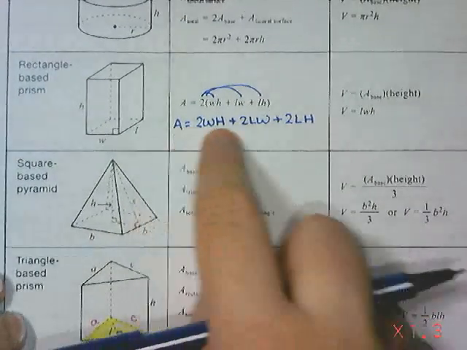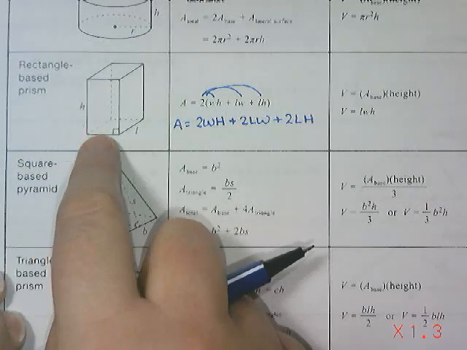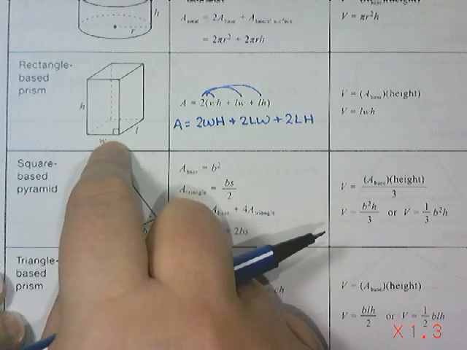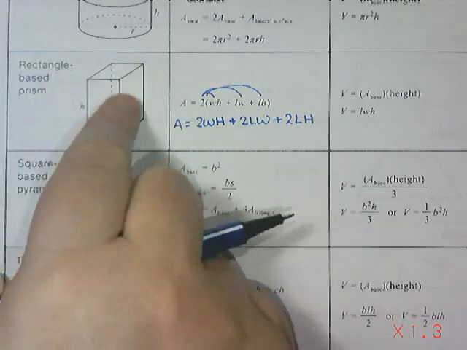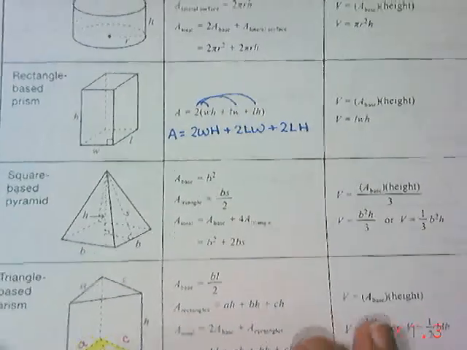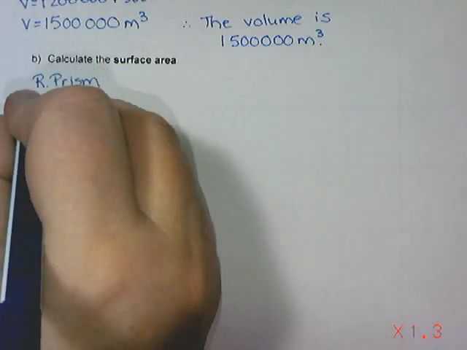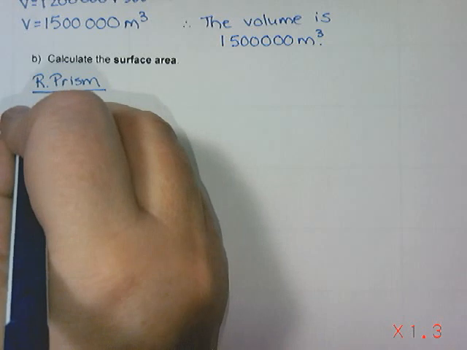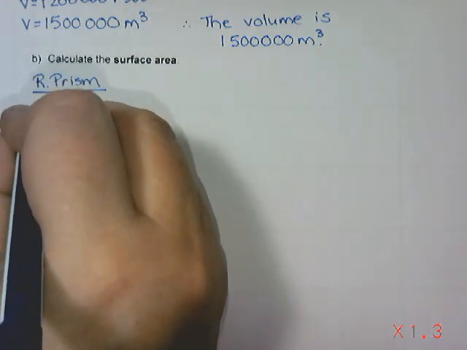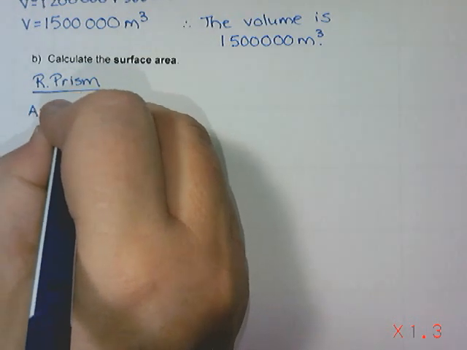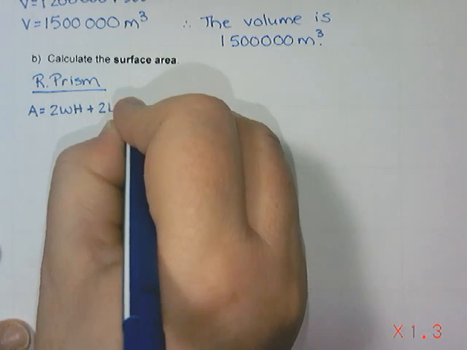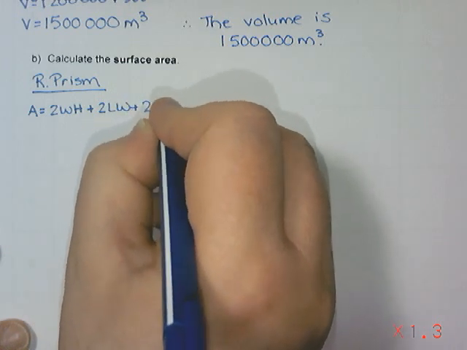Okay, because if I think about the formula, this has 6 sides, right? But opposite ones are the same. So the top and the bottom are the same, the front and the back are the same, and the left and the right sides are the same. So there's 2 of every combination of sides. All right, so for my rectangular prism, I am going to say that the area is 2 width height plus 2 length width plus 2 length height.